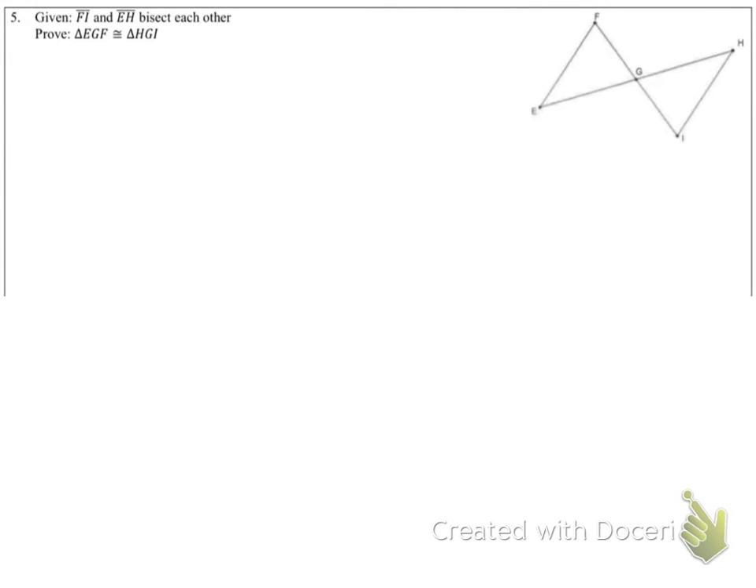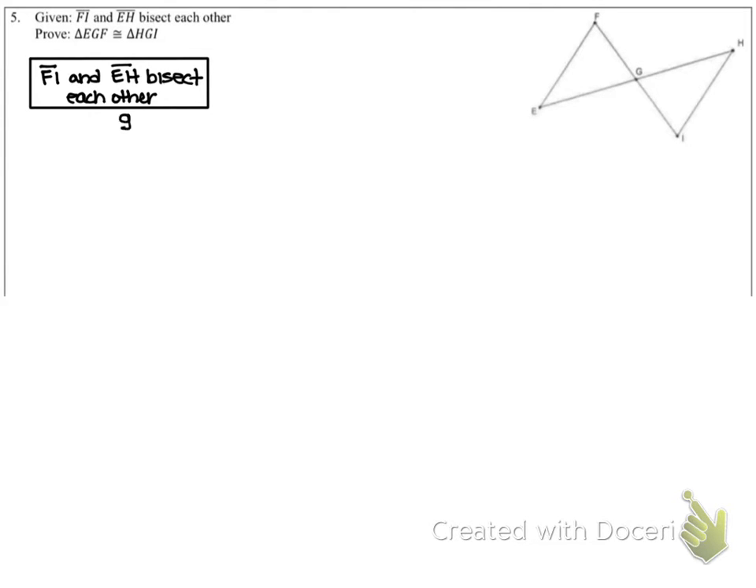Okay, moving on. And we have proofs that are a little bit more challenging here as we go. But the idea is start with your given statement. So my given is in words this time, so I'm just going to go ahead and write it out. FI and EH bisect each other. I know this because it was given to me. It wasn't anything I had to come up with.